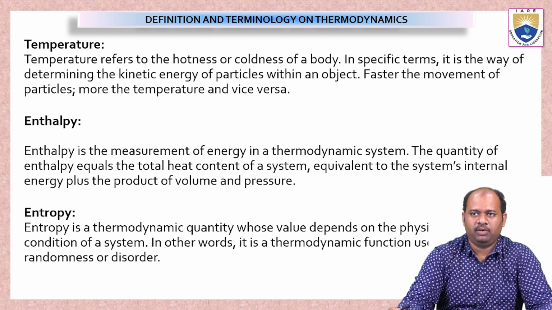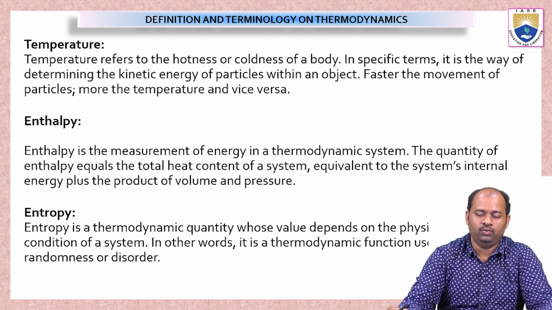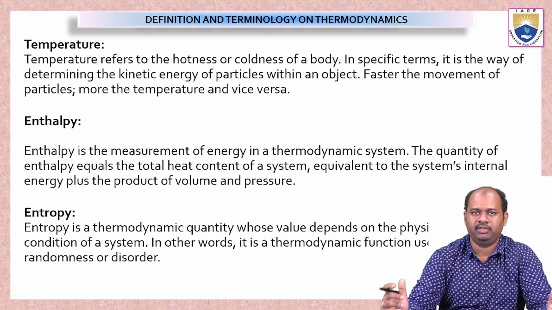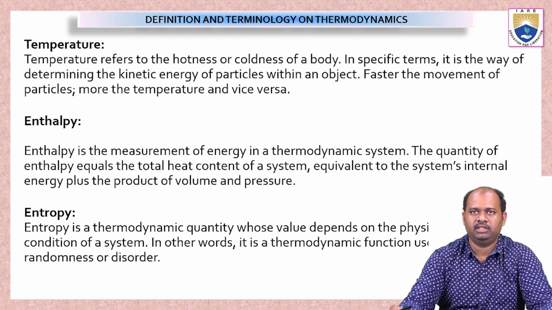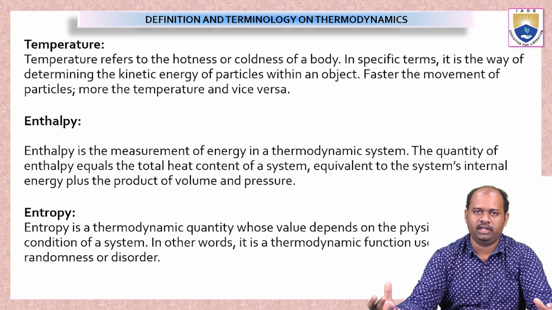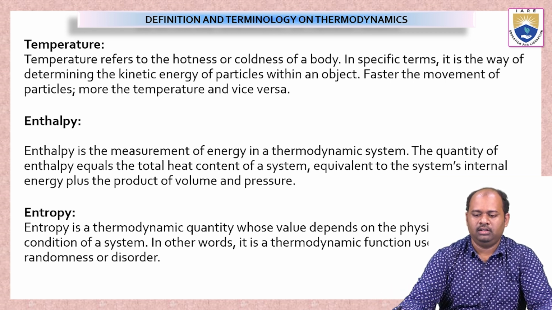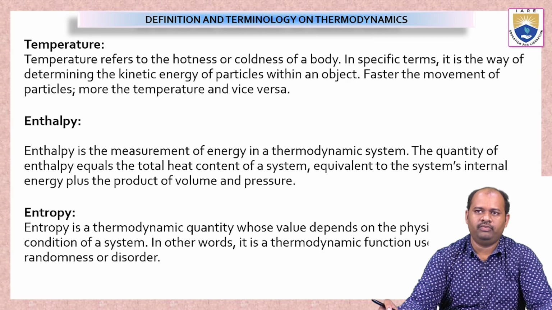Now we will see some of the thermodynamic properties. The thermodynamic properties are the properties which are used to indicate the condition or state of a system. Now what is temperature? Temperature refers to the degree of hotness or coldness of a body. If I want to tell whether a system is hot or cold, I have to sense it with the help of a thermometer. If it is cold, I will feel the cold with my hand, or if it is hot, I will feel the hotness.